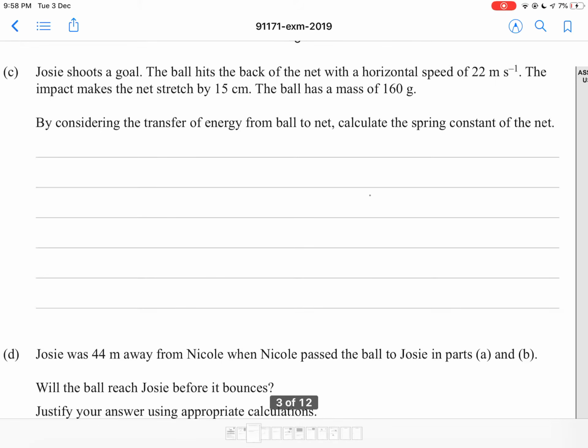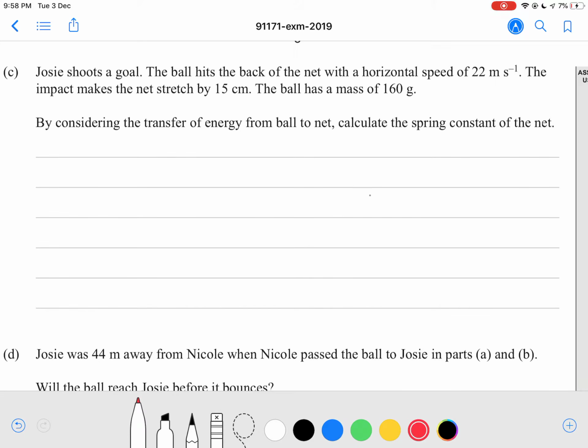Okay, so basically this is a spring constant question. We're given the speed, so the velocity equals 22 meters per second. We know that the mass of the ball is 0.16 kilograms. So remember, we always have to convert the unit to kilograms. And the impact makes the net stretch by 15 centimeters, so the distance is 0.15 meters. Remember, we also have to convert every unit of measurement to meters. So these are the three variables we have, and we're trying to find the spring constant of the net, so we're trying to find the k.